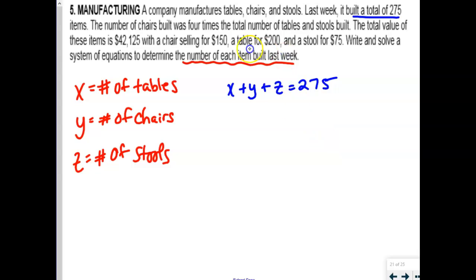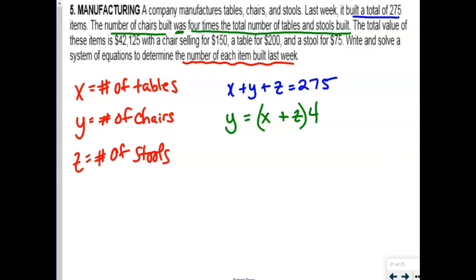Okay, next statement says the number of chairs built was, now "was" is a form of "is," so it's an equal sign. So the number of chairs, which would be y, is 4 times the number of tables and stools. So if you take the number of tables and stools and you add them up and you multiply them by 4, that's how many chairs you have.